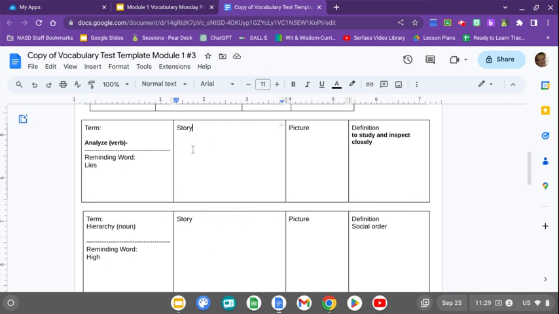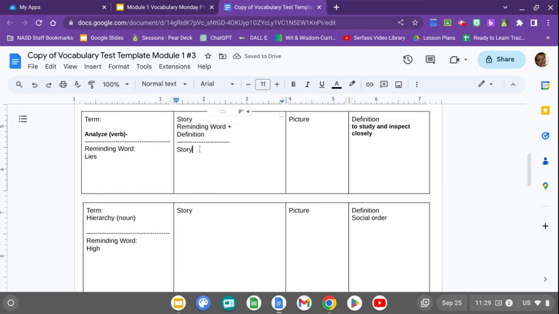Same here. How do we use lies and to study and inspect closely here? Your story will always be the reminding word plus the definition in a story. It can be 1 to 2 sentences. I want to make it more than 1 sentence, but don't feel like it has to be just one if that's the part that's getting you tripped up.